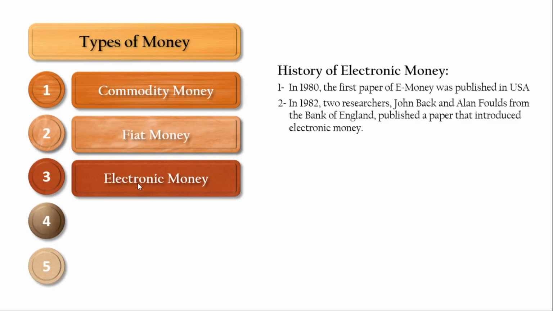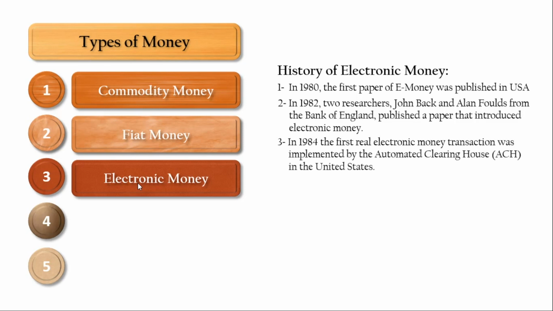The electronic money concept was widely accepted at that time, but the technology to transmit money was only in development. In 1984, the first real electronic money transaction was implemented by the Automated Clearing House, ACH, in the United States, where the financial data was transmitted over the phone network. In 1990, IBM developed the first real electronic money technology in the United States. The IBM Electronic Cash Account System, or ICAS, implemented the first real electronic money transactions of an individual on the IBM network and on the New York Stock Exchange.